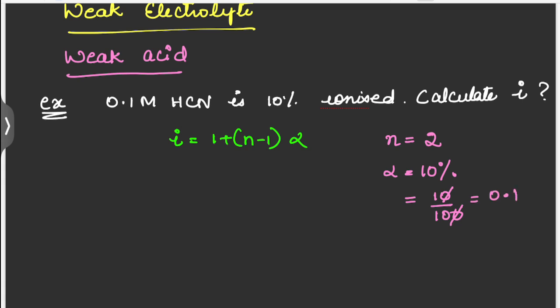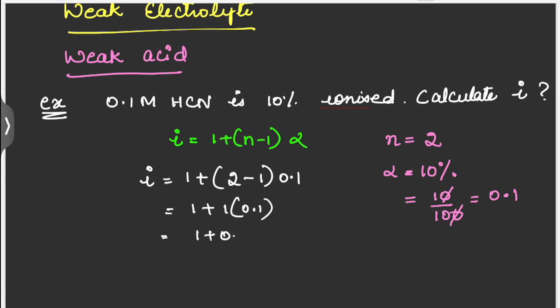So substitute this in the equation. So the I value will be equal to 1 plus, what is n? n is 2. 2 minus 1 into alpha, which is 0.1. So this is equal to 1 plus 1 into 0.1. So this is equal to 1 plus 0.1, which is nothing but 1.1. So the value of I you are getting here is 1.1.